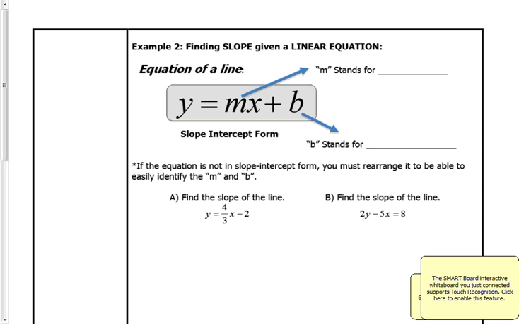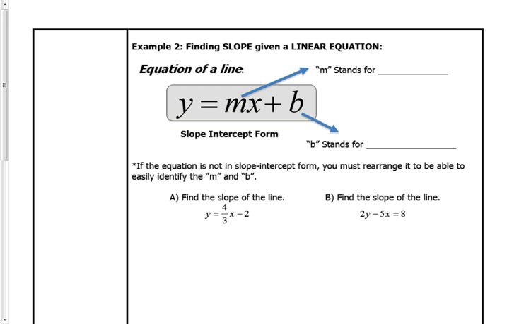All right. Okay, example 2, finding the slope given a linear equation. A linear equation just means equation of a line. Okay, so you need to memorize this. This is very important. The equation of a line, and this is known as slope-intercept form, is represented by y equals mx plus b. You're going to see this a lot, y equals mx plus b. And this is called slope-intercept form. So you'll see this in directions. Write the equation in slope-intercept form.